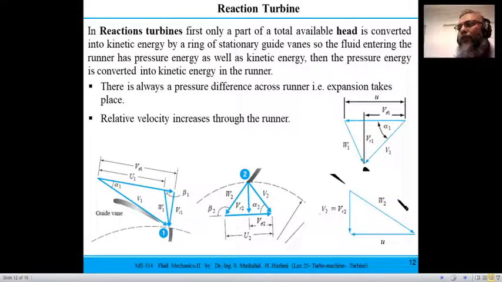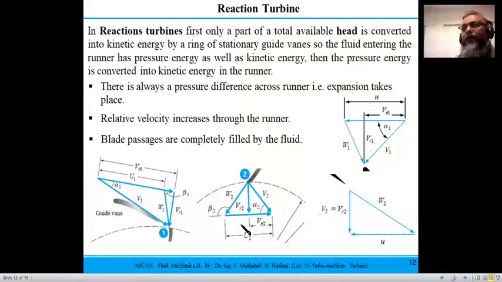The same is true with this reaction turbine, in which you have fluid leaving only in the radial direction. Here also you see initially your relative velocity is W1 and your relative velocity at the exit of the runner is much bigger. So in a reaction turbine the relative velocity increases through the runner, whereas in an impulse turbine the relative velocity is nearly about the same in the runner.